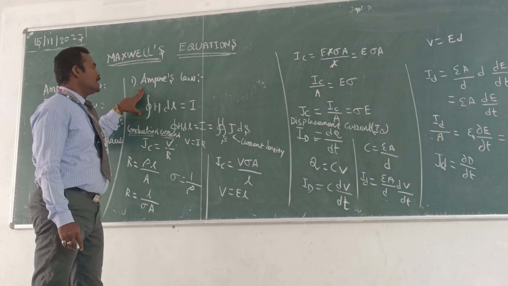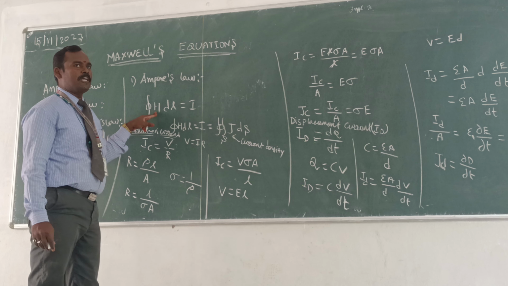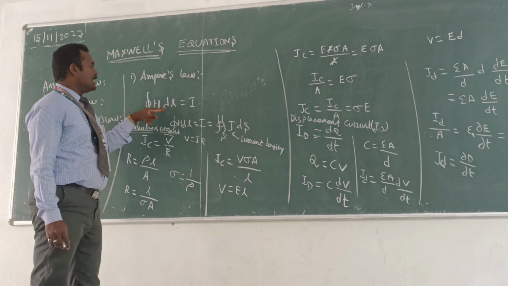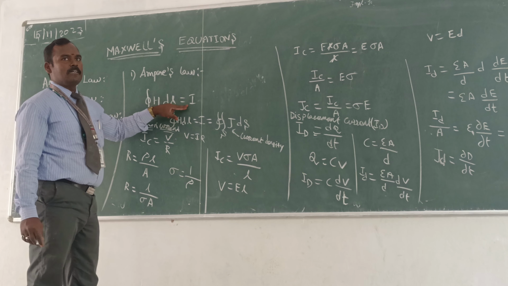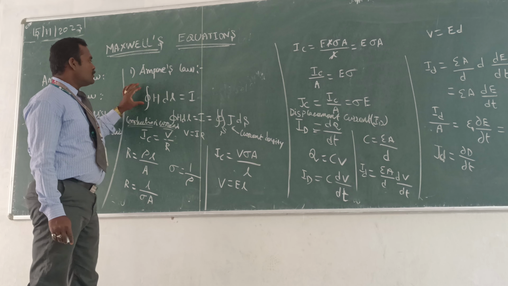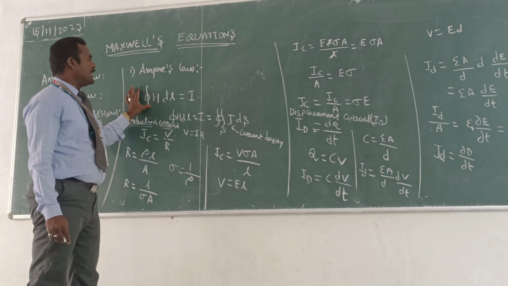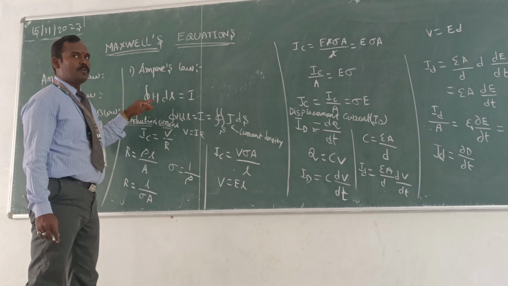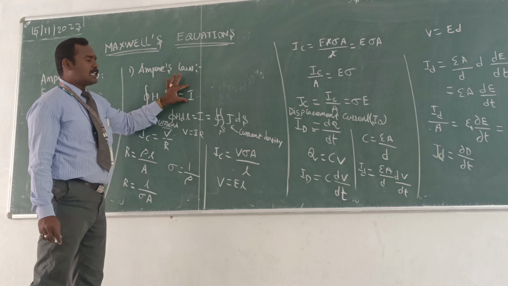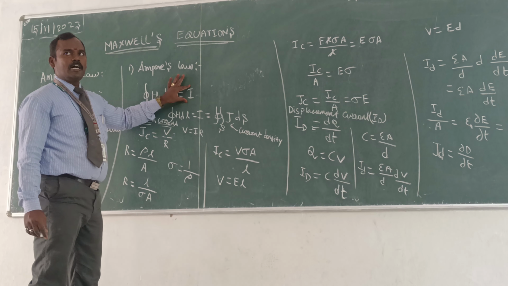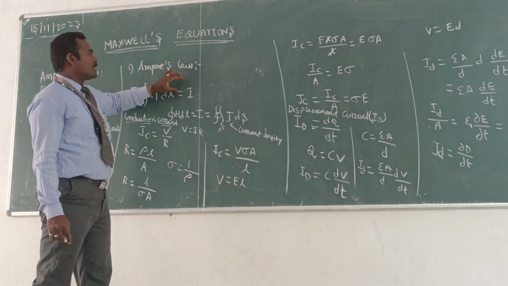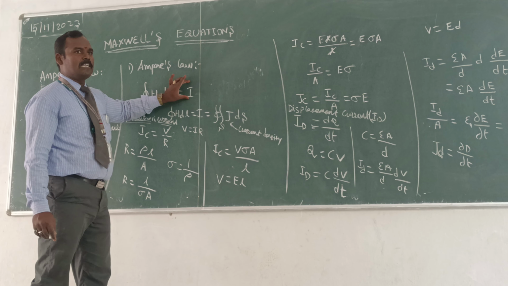Ampere's law states that the line integral of the magnetic field intensity around a closed path should be equal to the direct current. Okay, so the line integral of magnetic field intensity around a closed path is equal to the current, direct current or total current. So we need to convert the total current in terms of current density.